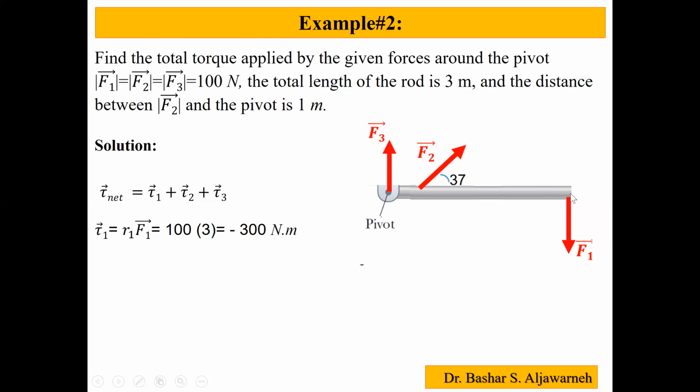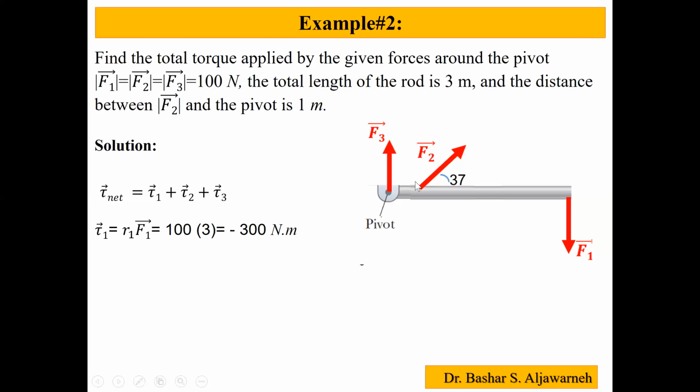Is it counterclockwise or clockwise? As I mentioned before, all you have to do is the following. Direct or align your fingers to the right, as you can see here. Then curl your fingers toward the force. So you will see your thumb all the way into the page. That's why here torque from F1 is negative.